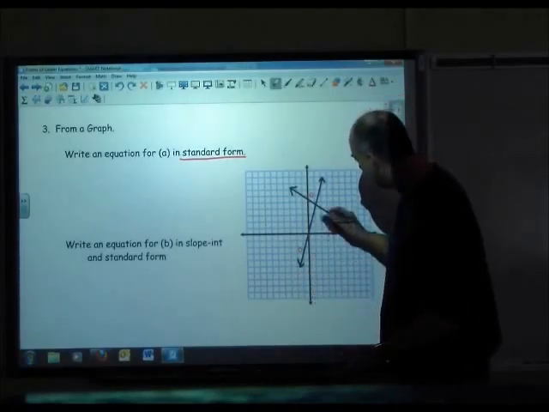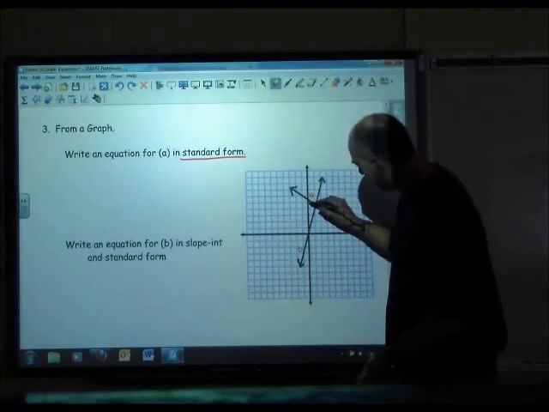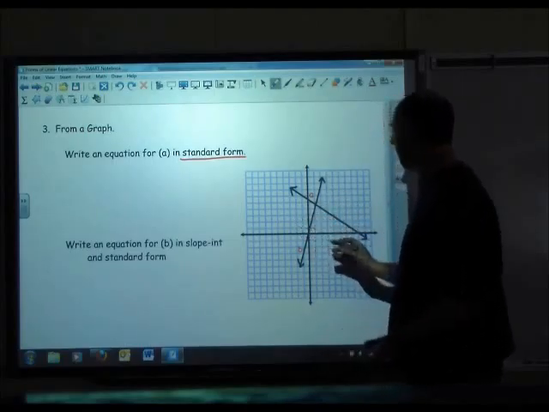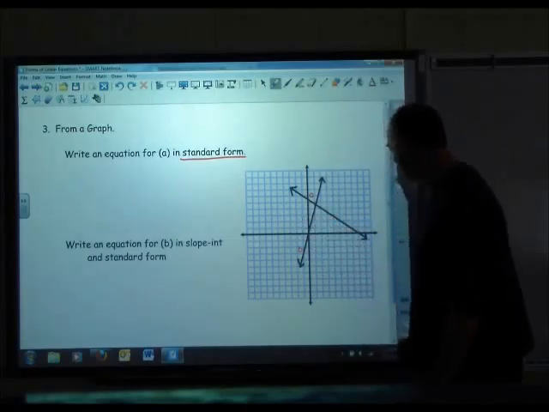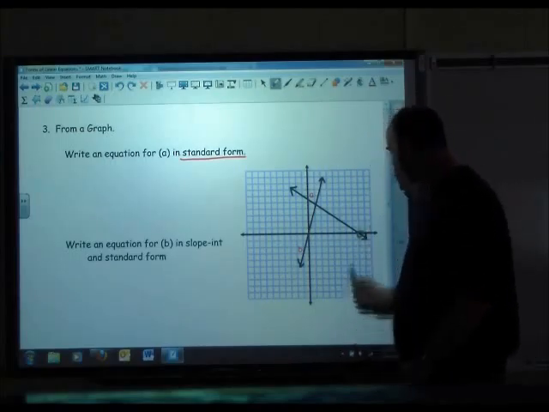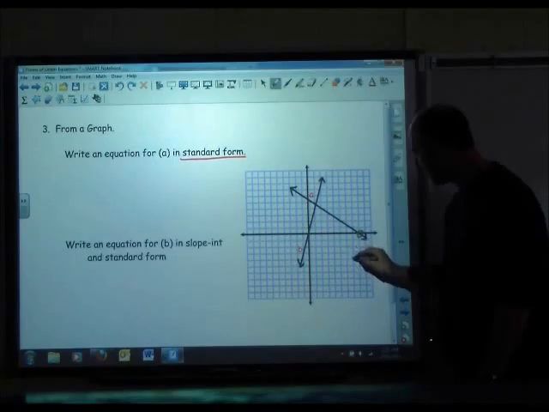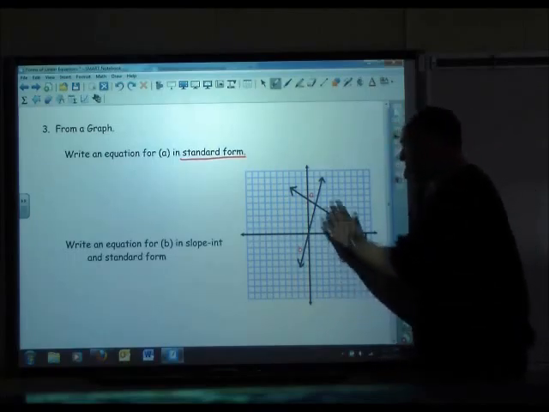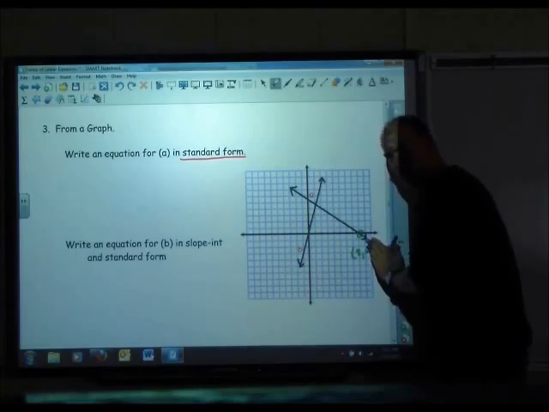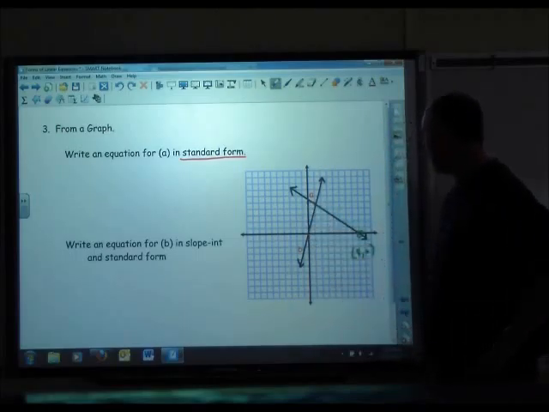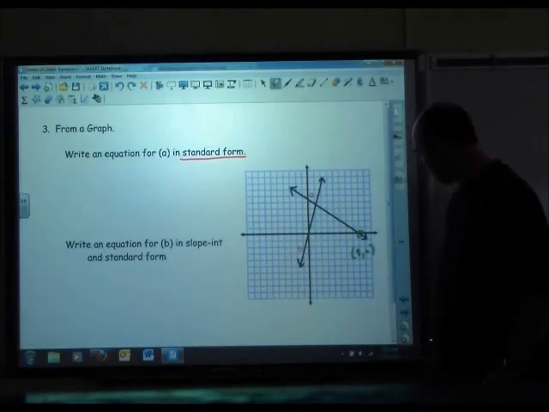Now line A, I don't see the y-intercept. It looks between 5 and 6, but I can't say what it is exactly. So I'm going to forget about slope-intercept form. And instead, I do see this. Now that's not a y-intercept, but it's a point on the corner, and it's at (8, 0). So I'm actually going to plug into point-slope form, okay? Because I do not know the y-intercept. Now I need to find the slope on this line.